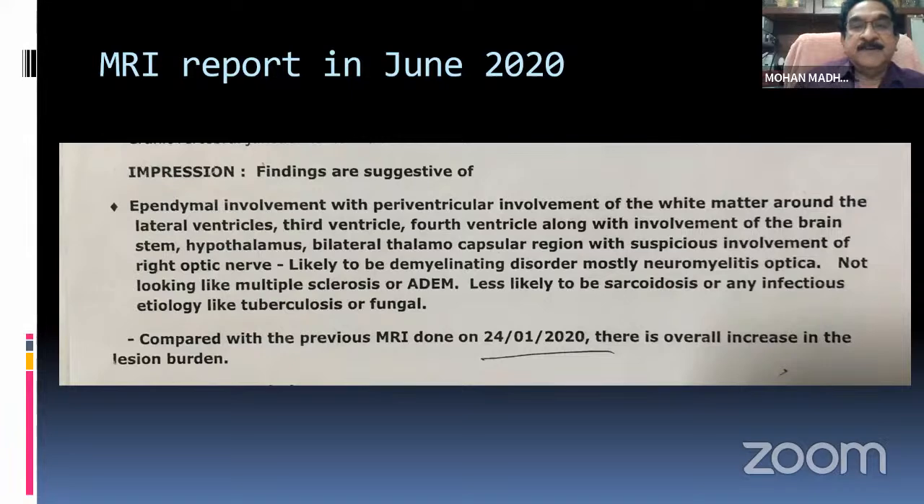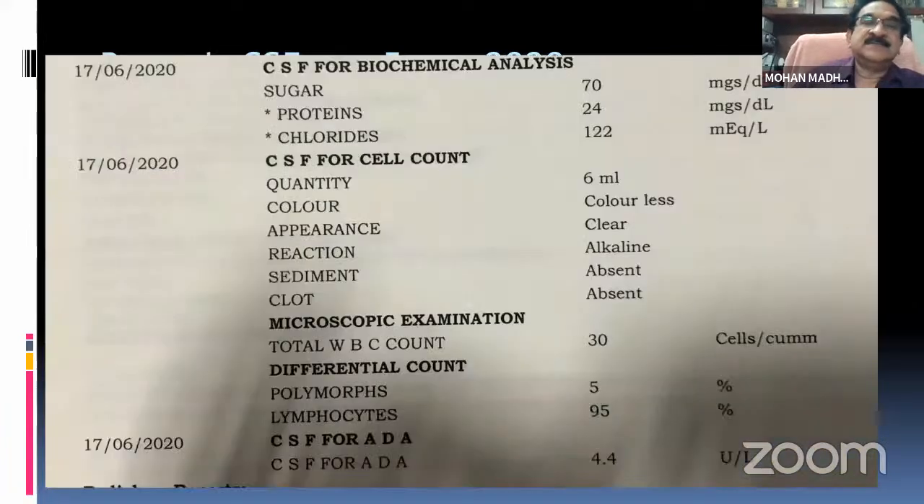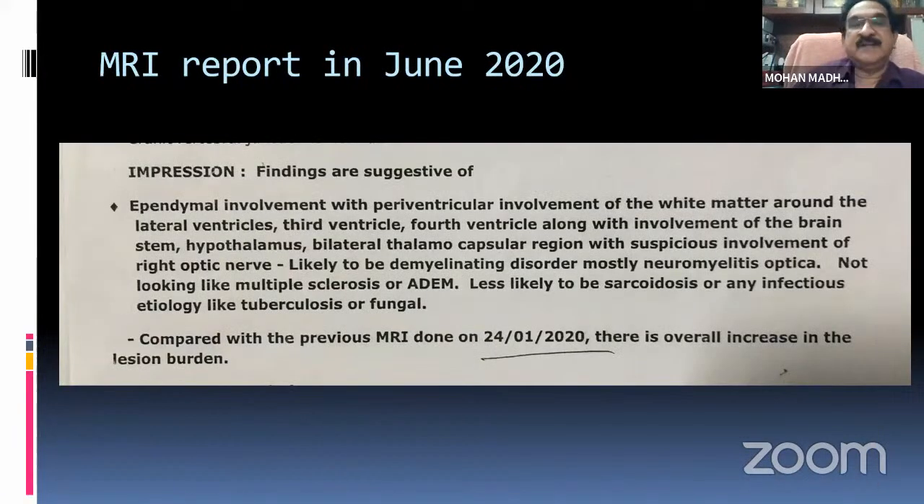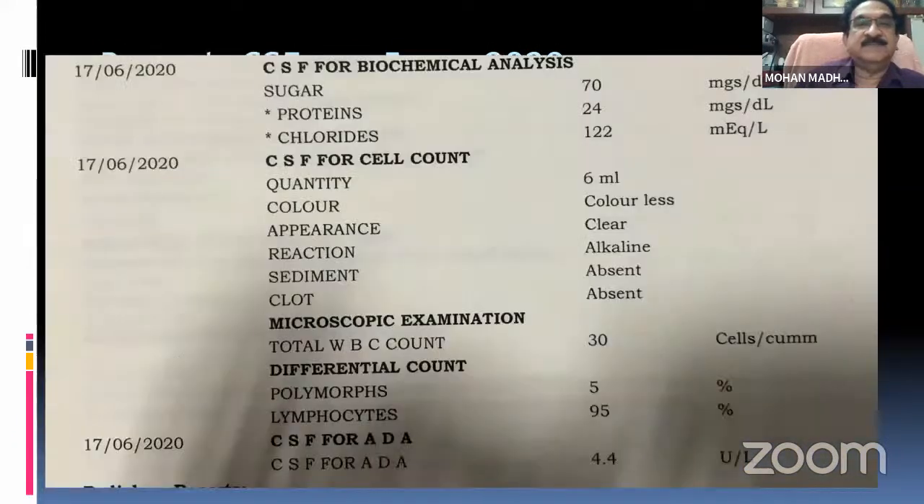This is the point. Compared to the previous MRI done on 24-1-2020, there is overall increase in the lesion burden. That is what they have written in the MRI. This is 5 months after the first MRI. That film is not available.